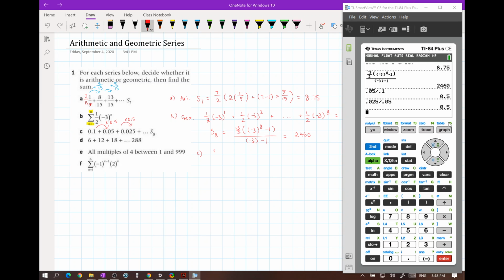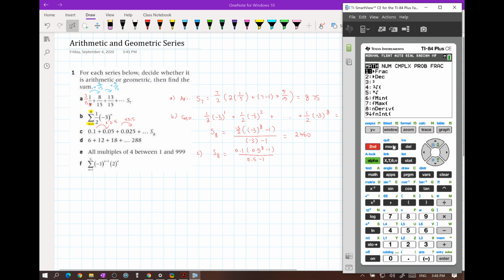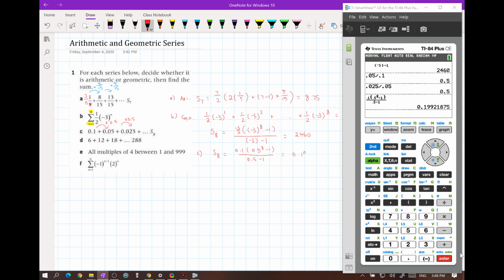So again, we have 8 terms. Start off at 0.1, ratio is 0.5. And then again, we will just put this in the calculator. Ta-da! You're welcome to just write down 0.199, 3 sig fig. And this is geometric.